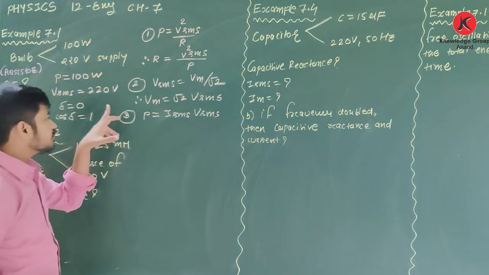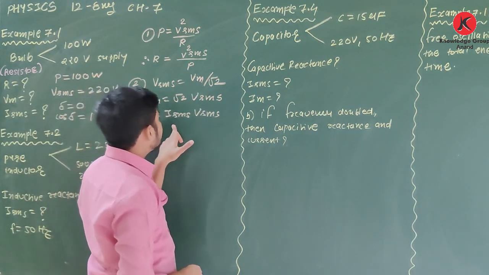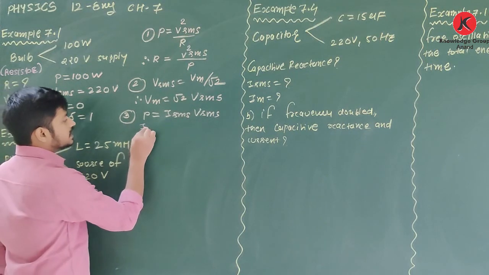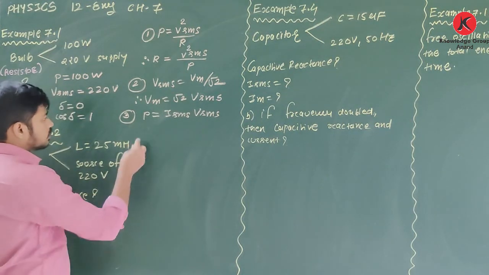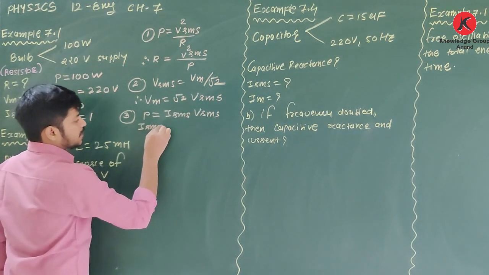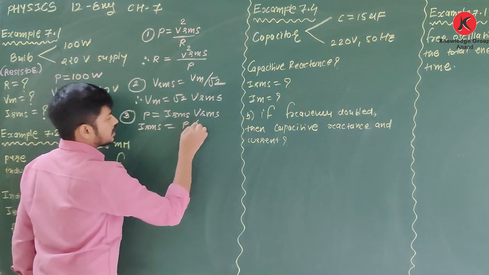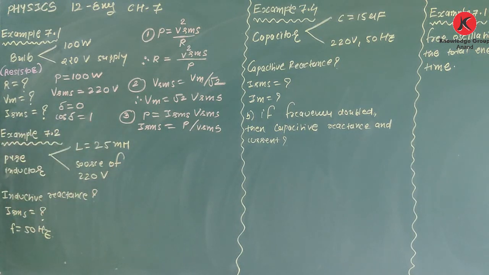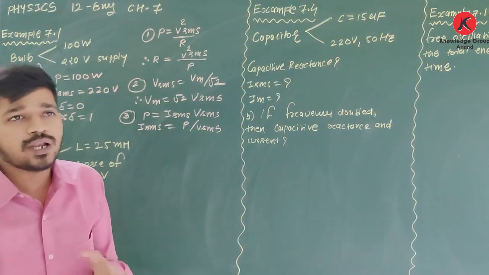So what is the equation of power? P is equal to IRMS times VRMS. Then how to find IRMS? IRMS is equal to P upon VRMS. Clear about this? You have the value of P and the value of VRMS. You can easily calculate this.